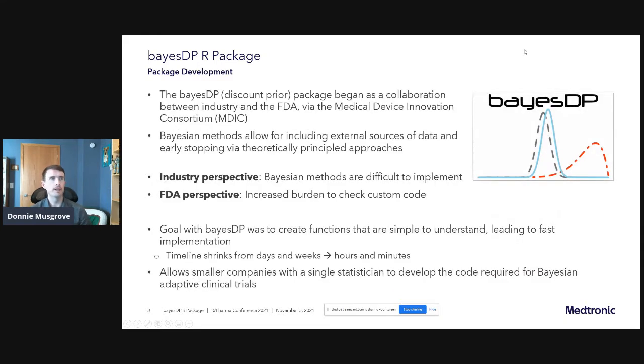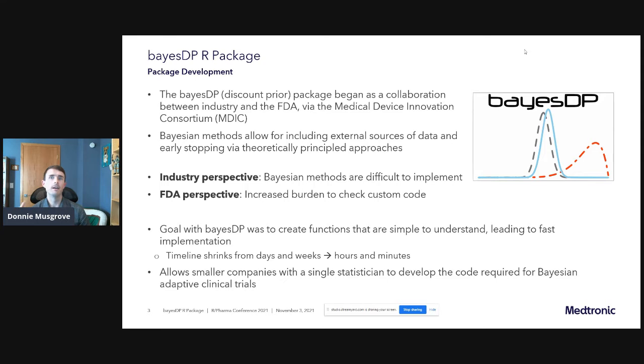Okay, so getting to the package development. This package, and actually this methodology, began as a collaboration between industry and the FDA via a public-private partnership called the Medical Device Innovation Consortium. And so MDIC is basically a partnership between government and the medical device industry. And they're mainly focused on promoting innovation efforts, not so much on trying to get new policies. And so the basic concept here is Bayesian methods allow for including external sources of data and early stopping of trials via theoretically principled approaches.